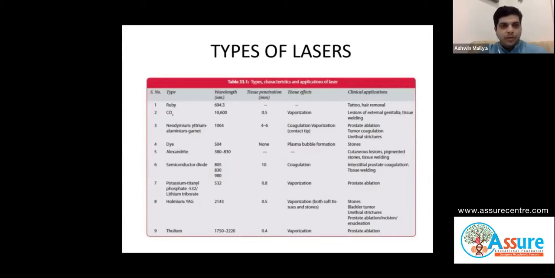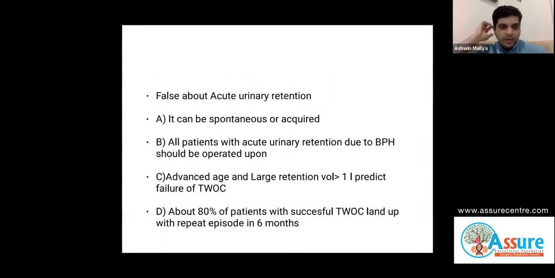Okay, can we move on to the next slide? This is again a question about urinary retention. Again, it comes under the prostate unit in Campbell. False about acute urinary retention. First you should know what acute urinary retention is. It's an acute onset painful inability to pass urine.